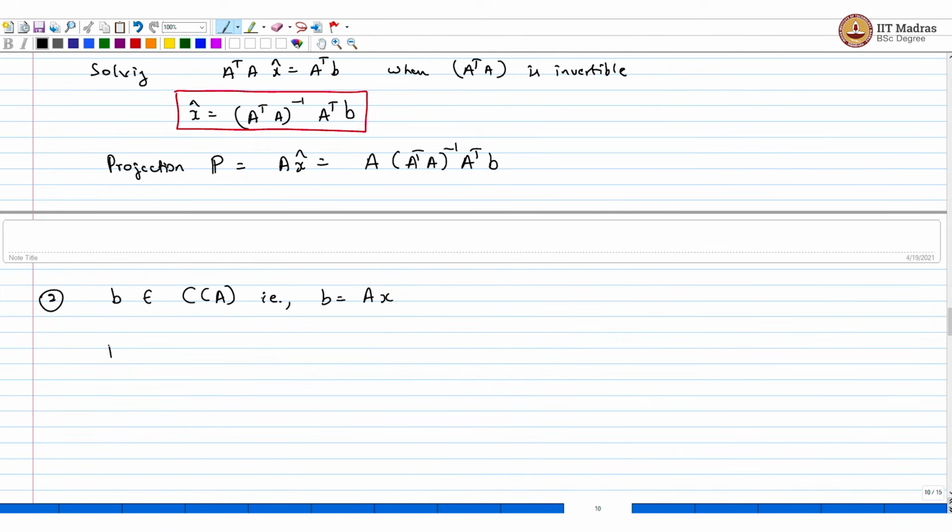So the projection P b is A times A transpose A inverse A transpose into b, which is the same as A into A transpose A inverse A transpose A x. But this is nothing but, you can just look at this, it's just A x, because this part in between equals identity. So you get A x, but A x is the same as b.